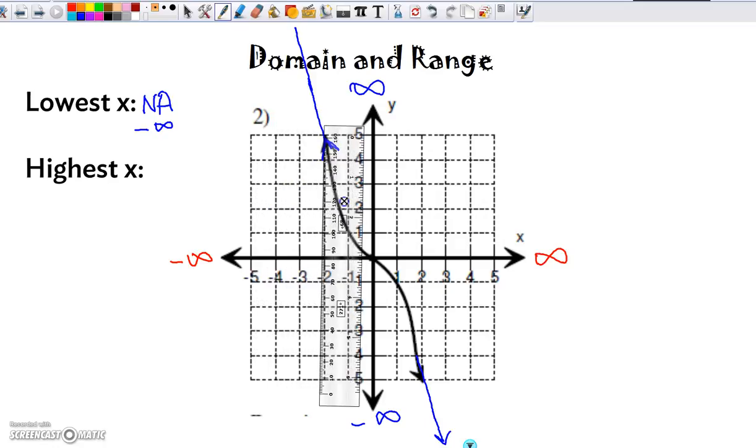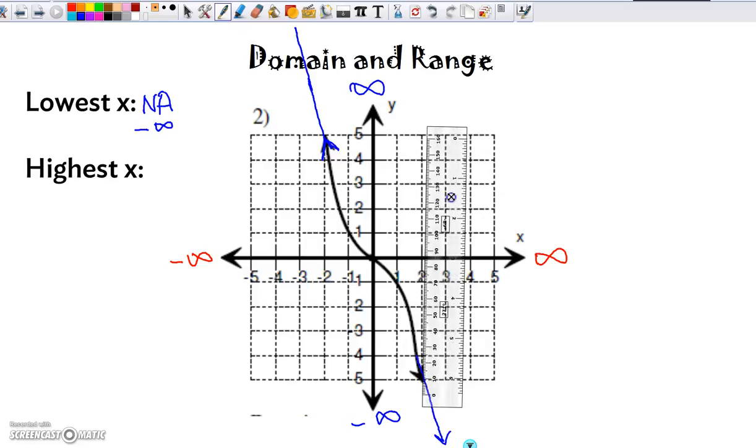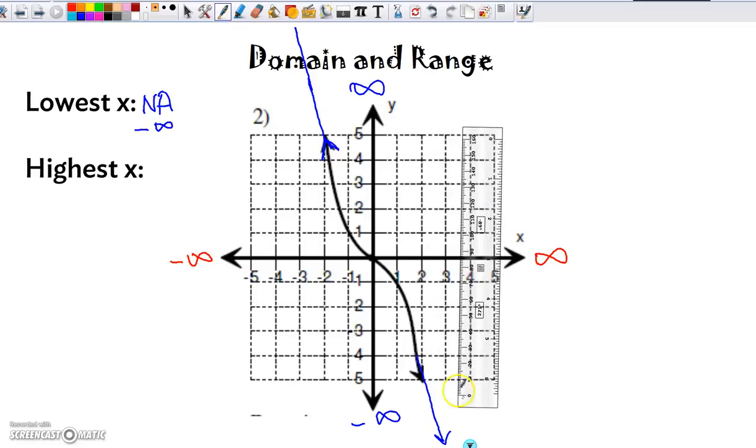As we move along this way, is it 2? Well, we know that the answer is no, it's not 2, because of the arrow indicating this function continues to decrease, smaller and smaller. As x increases, my y is decreasing, so this is going to keep on going and going.